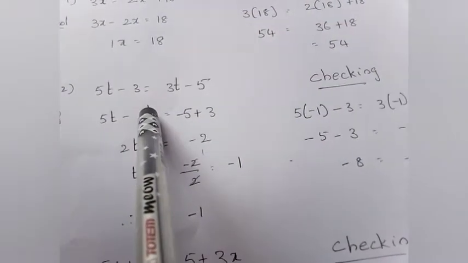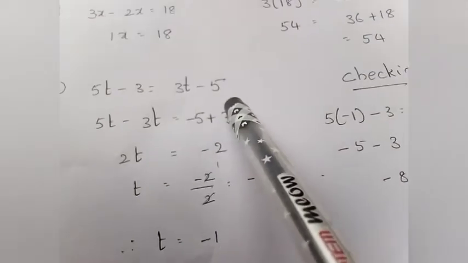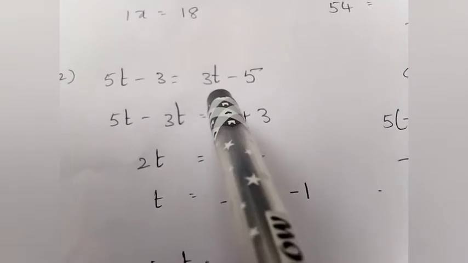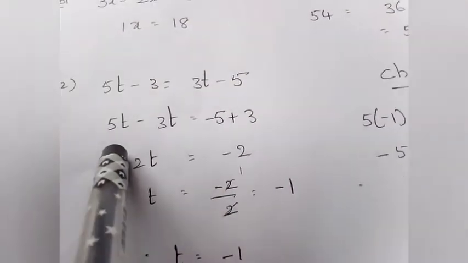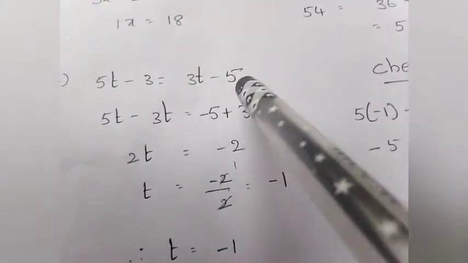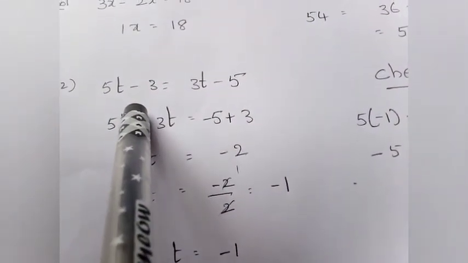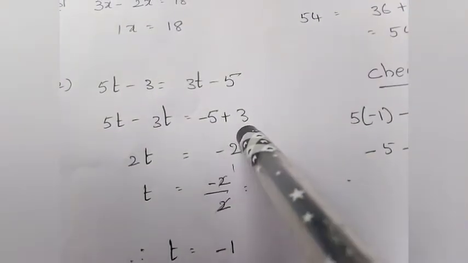5t minus 3 is equal to 3t minus 5. Here we have to find the value of t. So bring all the t terms to one side. I am bringing this 3t to this side. Here it is plus 3t; when it comes to this side, it becomes minus 3t. So 5t minus 3t is equal to minus 5. Here is minus 3. I am sending this minus 3 to that side, it becomes plus 3. So minus 5 plus 3.